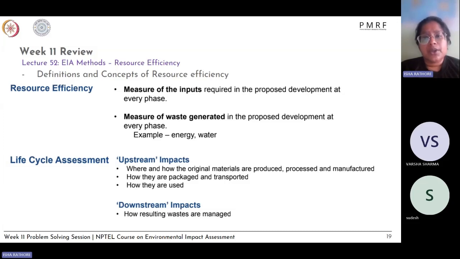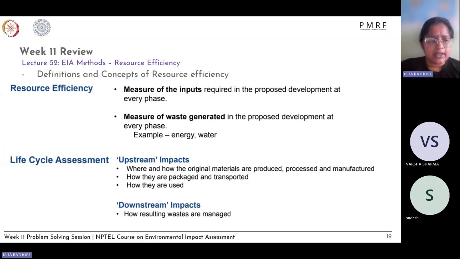So measure of inputs required in the proposed development at every phase, and measure of waste generated in the proposed development at every phase. So how much inputs are consumed and how much waste is generated because of consumption of those inputs. Examples are energy and water. These are the sources which go into the development of the project. So these are inputs as well, and there is going to be waste generated out of their use. So that is resource efficiency.